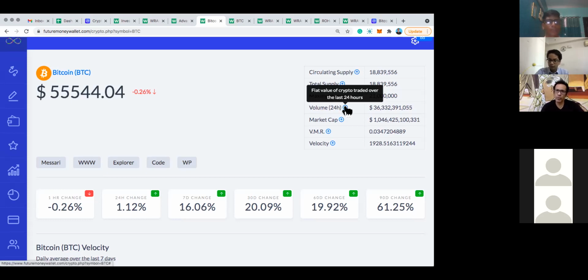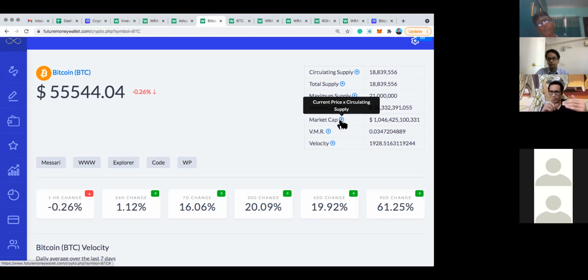Then we have volume, which is how much of that crypto has changed hands in the last 24 hours, but calculated in dollars. So that's the volume. Market cap is how many cryptos multiplied by the current price. So 18 point so many million Bitcoin multiplied by the $55,000, and you get the result as the market cap.